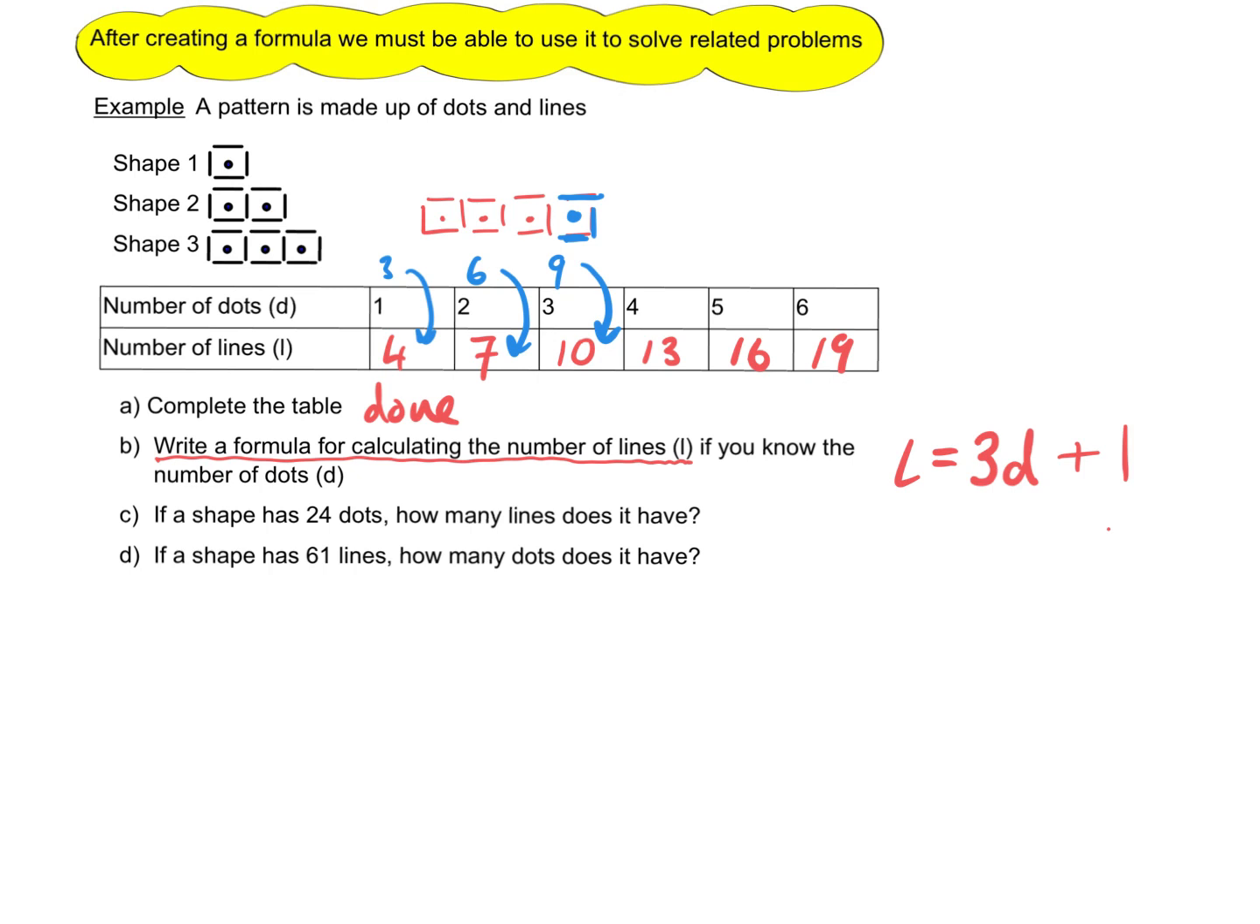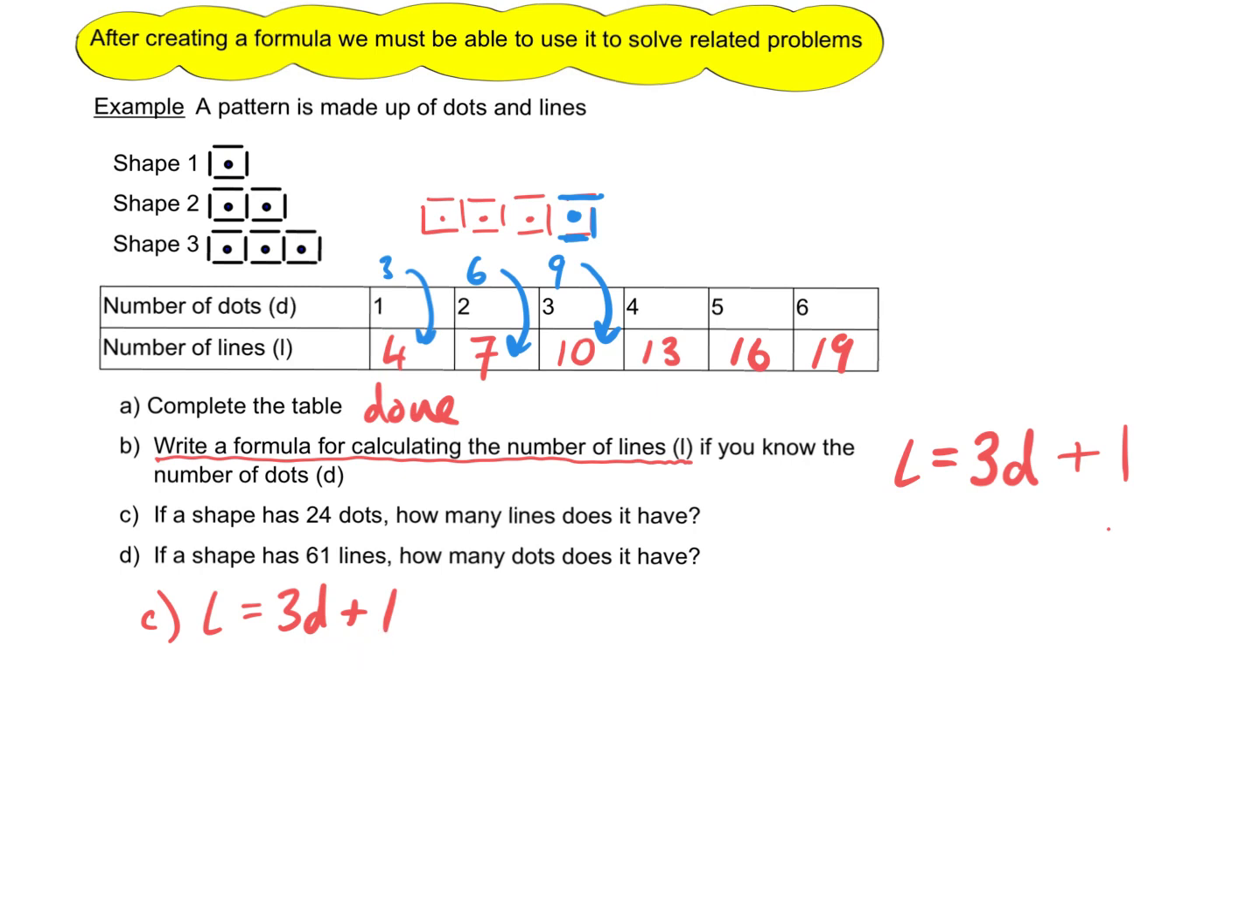So for part C there, it says if a shape has 24 dots, how many lines does it have? Now, what we've done in part B is we wrote a formula connecting the number of lines and the number of dots. The reason this is part C to this question is because we need to use the formula we created in part B in order to answer that. So we're going to write that down first. So L equals 3D plus 1. And what we've got here is the number of lines equals 3 times the number of dots plus 1.